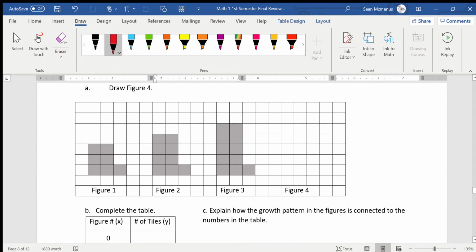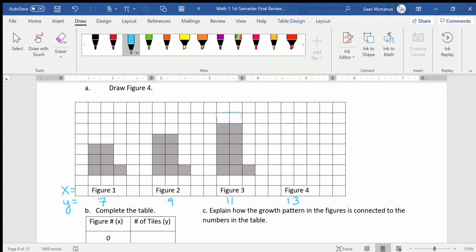So draw figure 4. We want to see how each one is growing. Remember, the x is the figure number, and the y is how many tiles are in each one. So we have 1, 2, 3, 4, 5, 6, 7 in this one, 9 in this one, and 11 in this one. You can see it's just adding 2 every time. So this one will have 13, and it's just going to add 2 up here on top.